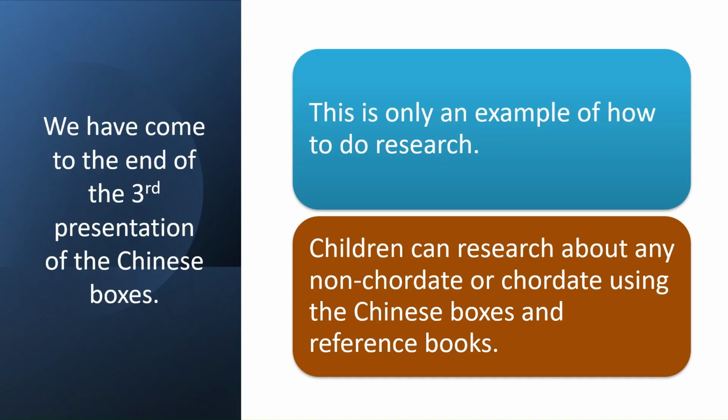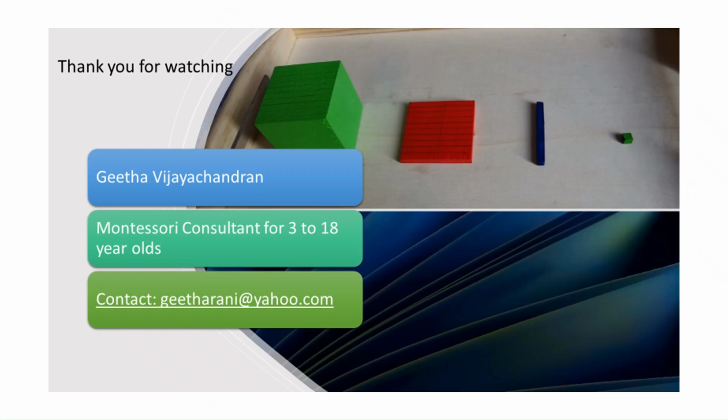We have come to the end of the third presentation of the Chinese boxes. This is only an example of how to do research. Children can research about any non-chordate or chordate using the Chinese boxes and reference books. This brings us to the end of Zoology Part 8, third classification chart, and the Chinese boxes.